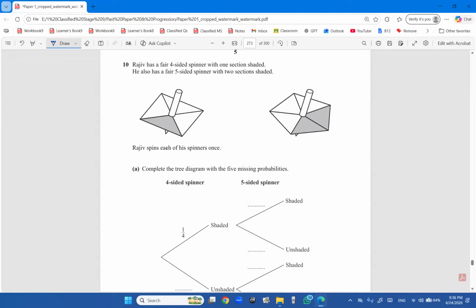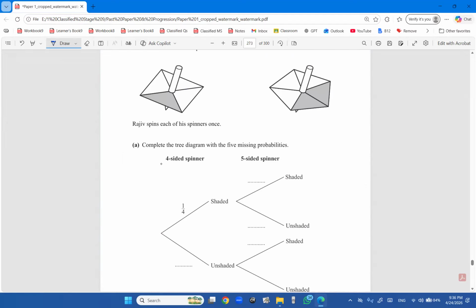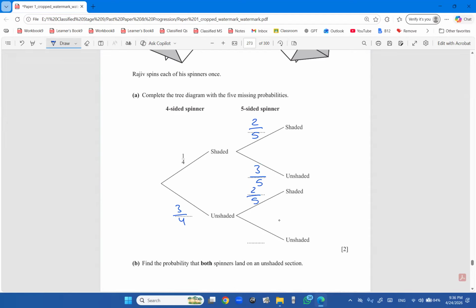Rajiv spins each of his spinners once. Complete the tree diagram with the 5 missing probabilities. So here, the 4-sided spinner, the shaded is only 1 over 4, so the unshaded is 3 over 4. And here, the 5-sided spinner, the shaded is only 2 over 5, so the unshaded is 3 over 5. The shaded is 2 over 5. The unshaded is 3 over 5.